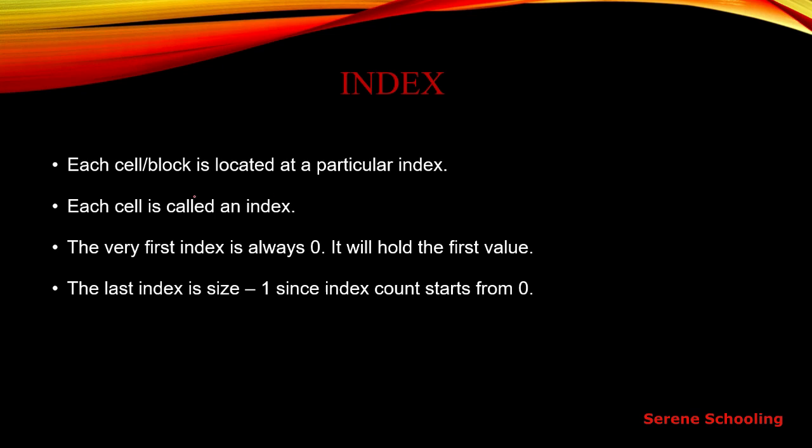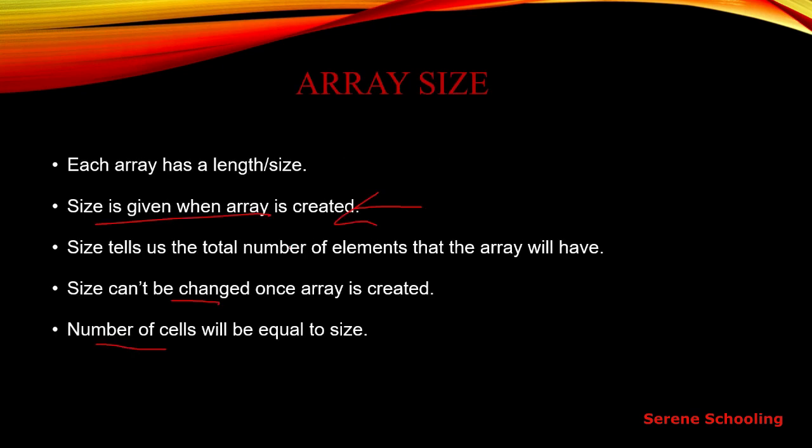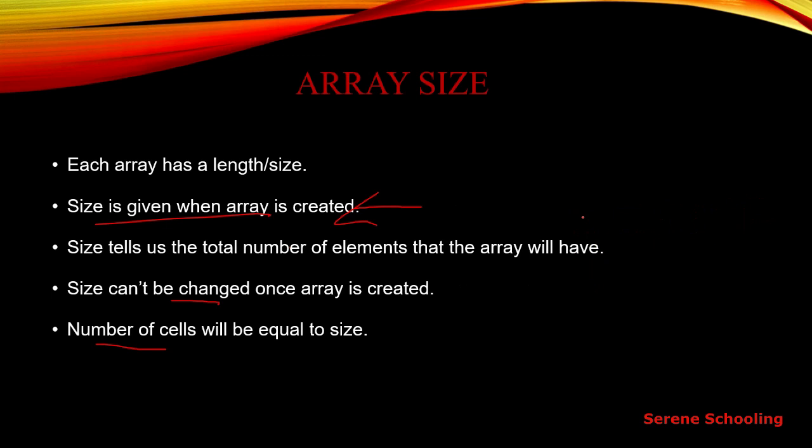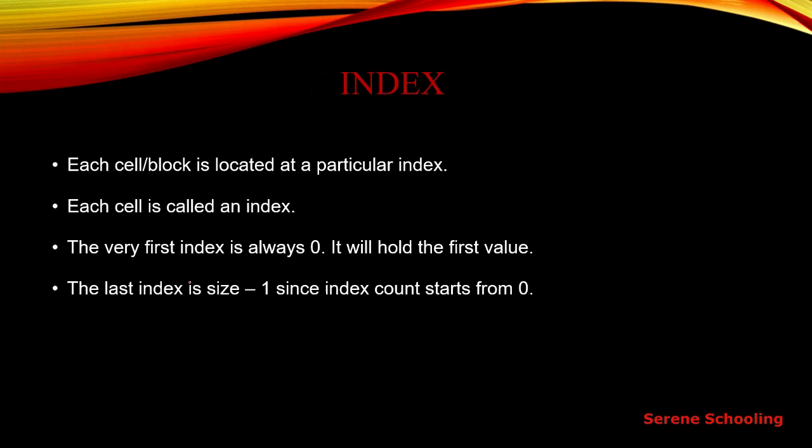Each block is known as an index, and the very first block is always 0. So the very first index. If we look at our array here, this is the 0 index. So the first index in each array will be 0, and you can store any element at 0 index. And the last index is size minus 1. So remember that the first index is 0, and the last is always size minus 1.